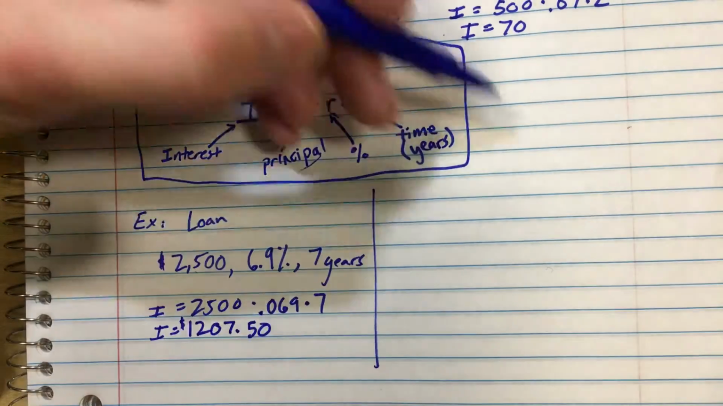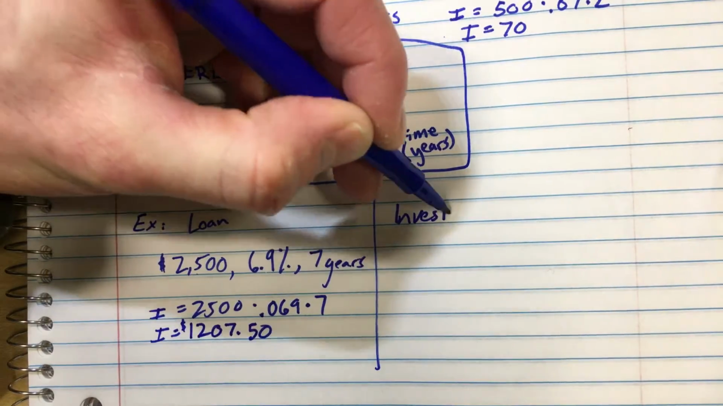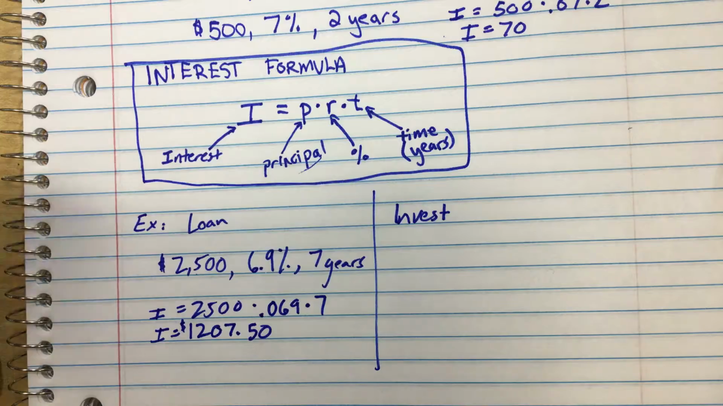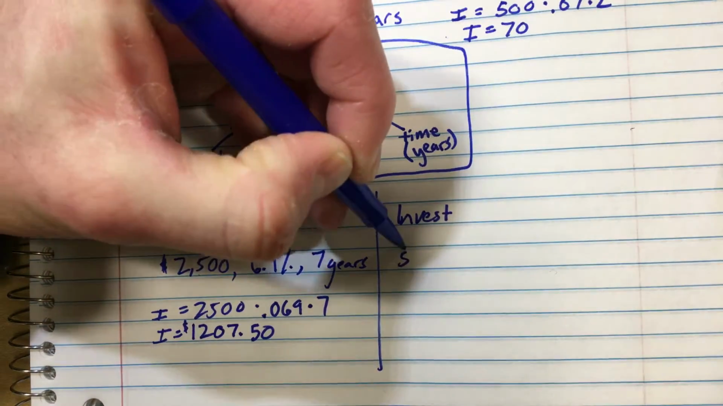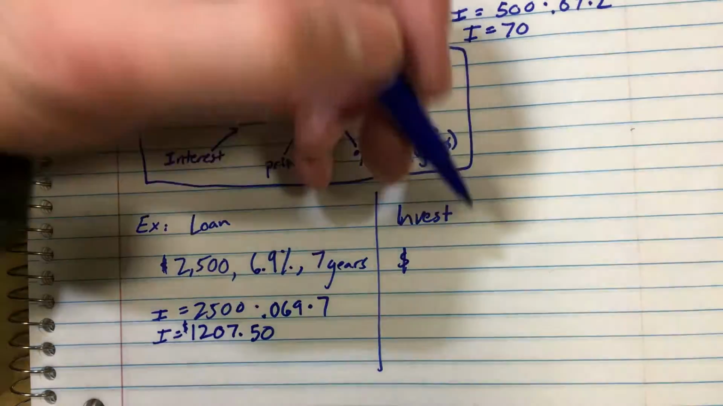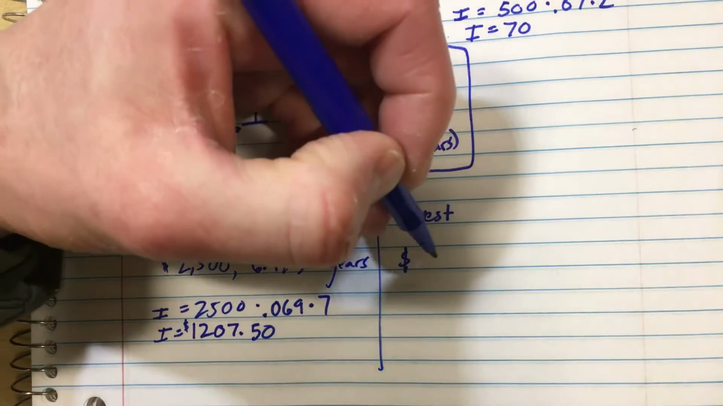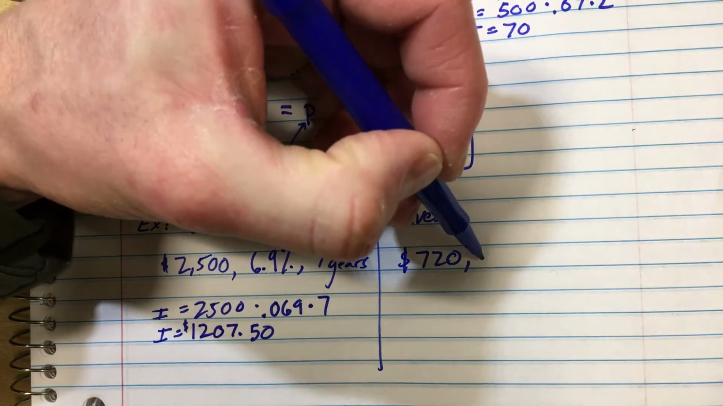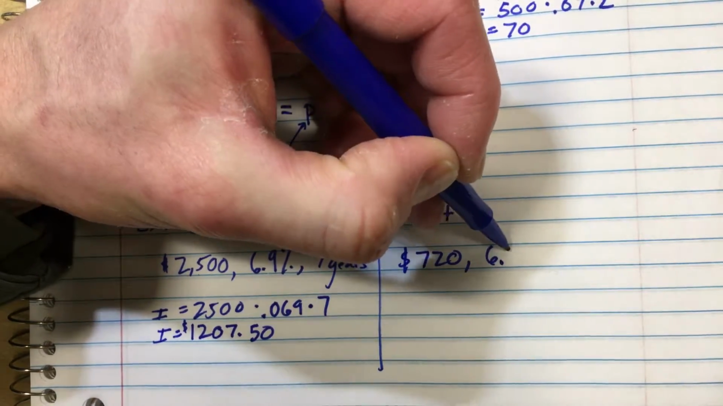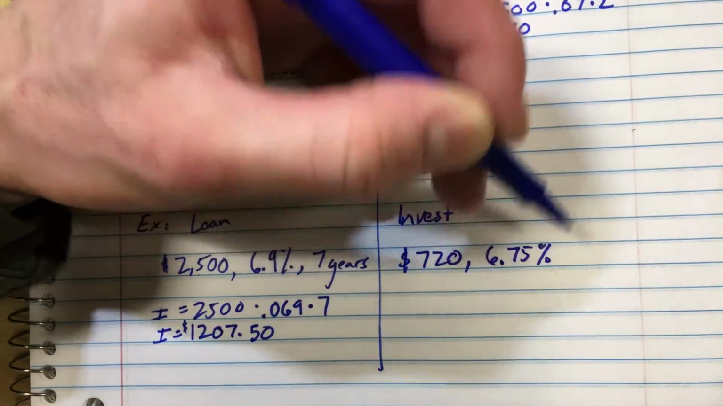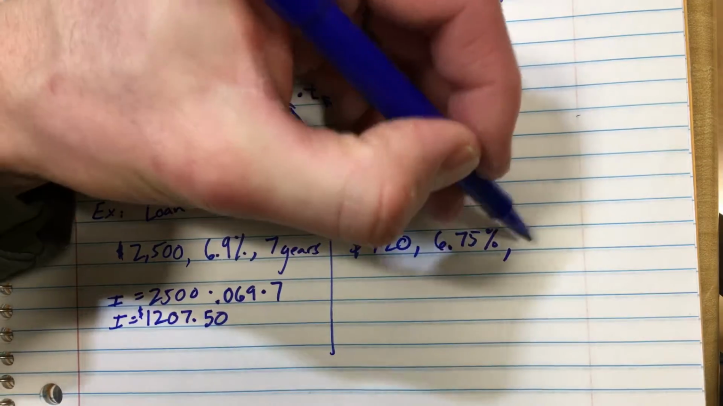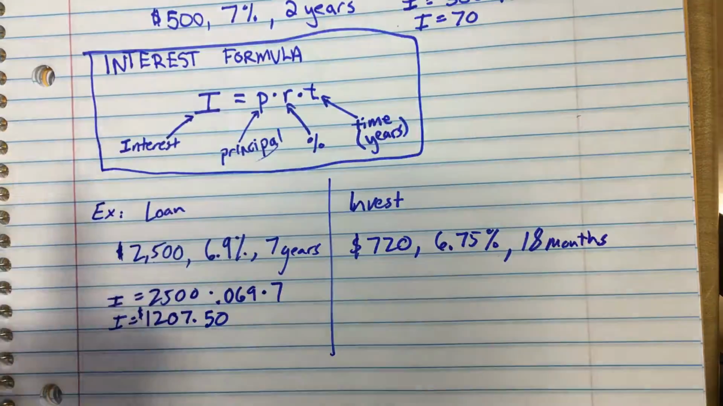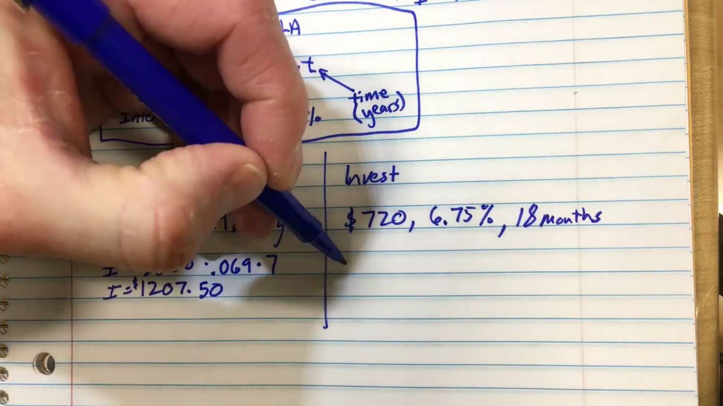And let's do an investment. So this means I'm going to put money into something, into the stock market usually. Let's say that I invest, my principal is, we'll go with $720. Say the interest rate is maybe 6.75%. And let's say that my time is 18 months. Okay, so let's punch that into our interest formula.